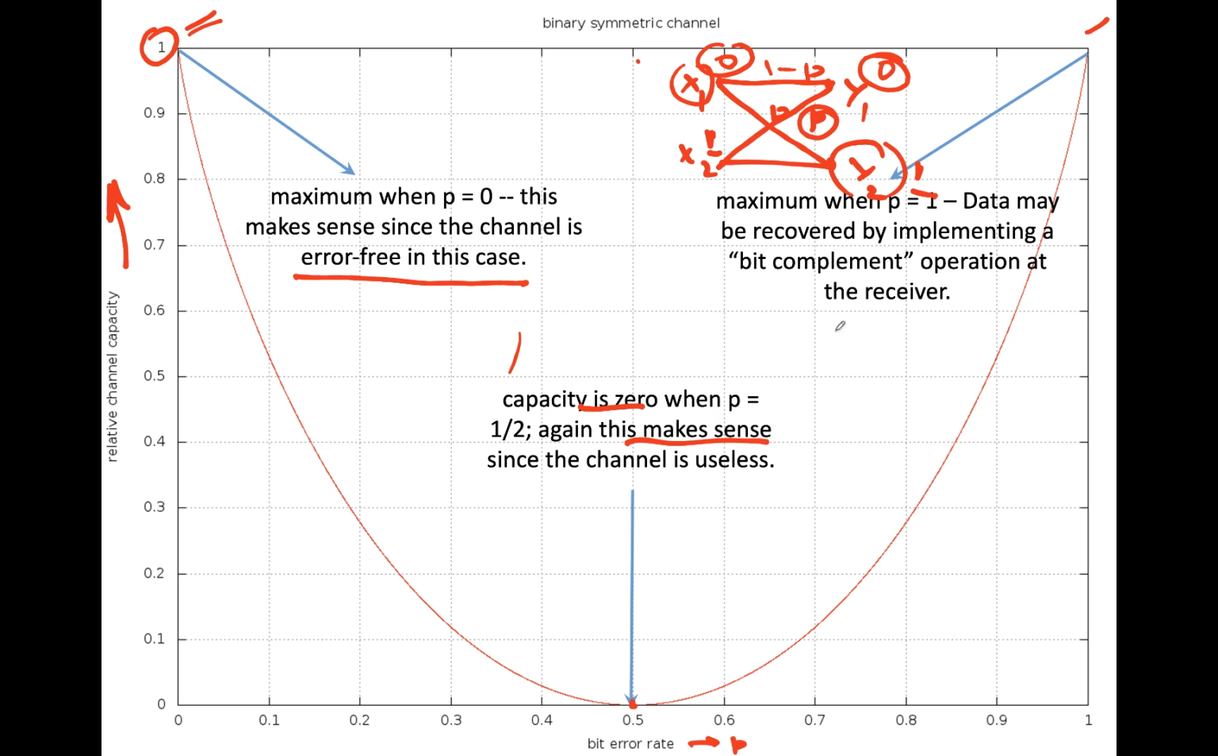So that means your channel behaves as a complement channel, or rather you are implementing a bit complement operation at the receiver. Okay, so you can still recover your data. So these two scenarios, when p equal to 1 and p equal to 0, are basically equivalent, and in those two scenarios you are getting the capacity equal to 1, the maximum value. For any other value of p, the capacity decreases, and the minimum possible capacity, which is 0, occurs at p equal to half or 0.5.